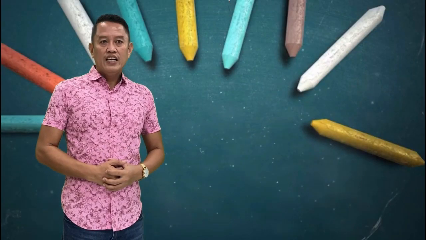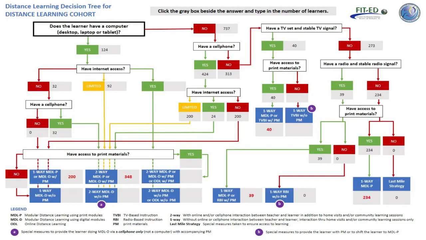Under distance learning modality, Sikayab Elementary School distance learning cohort shows 200 pupils who choose one-way modular distance learning using print modules or digital modules with print materials. 348 pupils who choose two-way modular distance learning using print or digital modules with print materials. 40 pupils who choose one-way modular distance learning with print materials or TV-based instruction with printed materials. 39 pupils who choose one-way modular distance learning using print modules or radio-based instruction with print materials. 234 pupils who choose one-way modular distance learning using print modules.